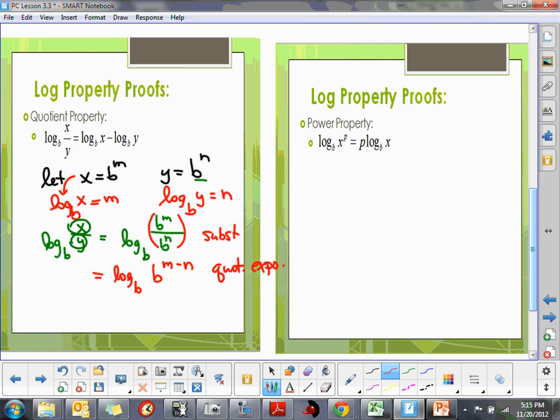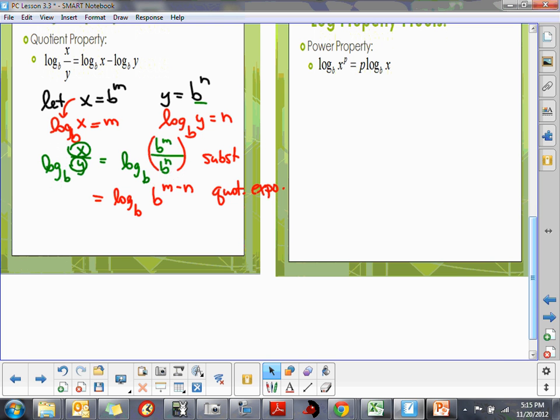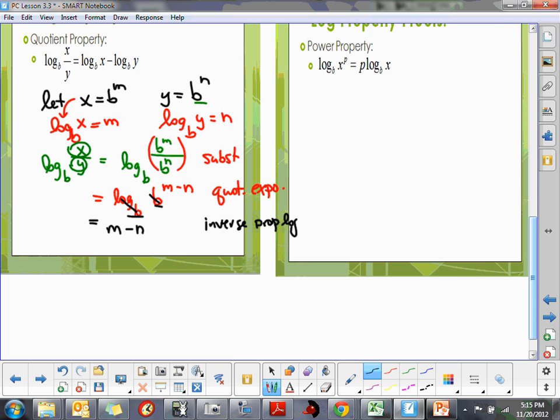Then the next thing we're going to do is apply that inverse property that we did in the last proof, which means the log base b of b raised to the m minus n, that's that inverse property of logarithms. The log base b followed immediately by an exponential of base b cancel, so it's m minus n. That's the inverse property of log.